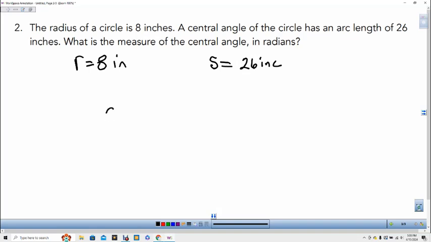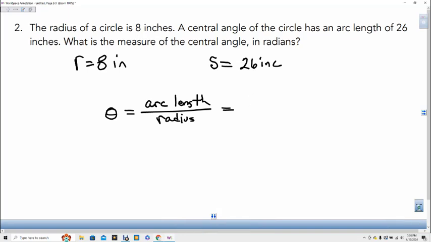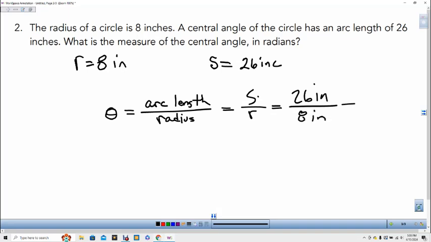Well, remember, we saw that equation where theta is equal to the arc length divided by the radius. So in this case, it's going to be S divided by R, or 26 inches divided by 8 inches. And that's going to give us 3.25 radians.